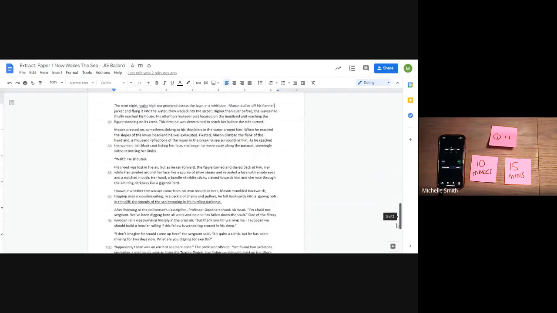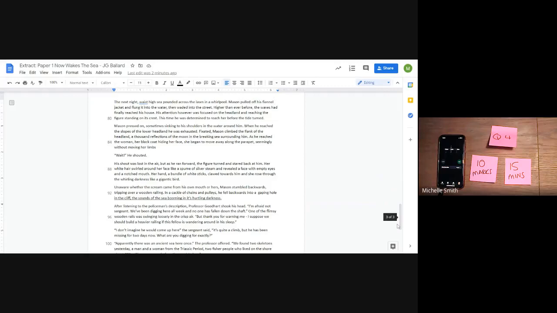The next night, waist-high sea pounded across the lawn in a whirlpool. Mason pulled off his flannel jacket and flung it into the water, then waded into the street. Higher than ever before, the waves had finally reached his house. His attention, however, was focused on the headland and reaching the figure standing on its crest. This time, he was determined to reach her before the tide turned. Mason pressed on, sometimes sinking to his shoulders in the water around him. When he reached the slopes of the lower headland, he was exhausted.